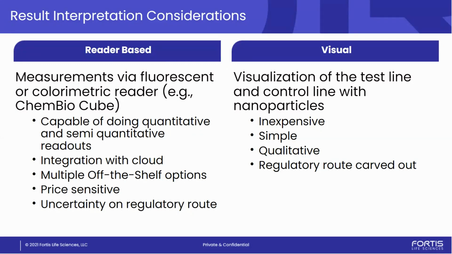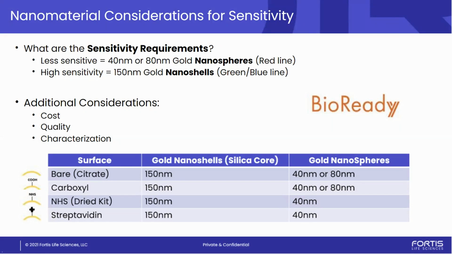So visual, there are quite a bit of materials out there available to help with that readout. Now, for anyone who's been in this industry for a while, you know that 40 nanometer gold colloid is the godfather of nanomaterials associated with lateral flow. Lateral flow really became relevant in the 80s, and since then, 40 nanometer gold has been a staple of products. You can see this very distinctly in most, if not all, pregnancy tests.